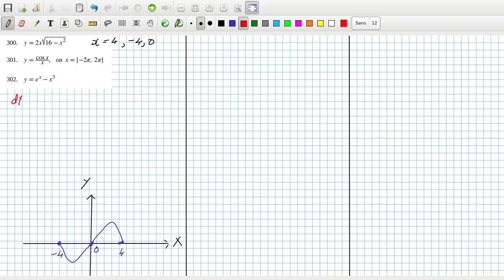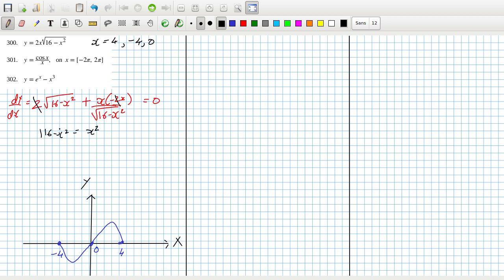Let's see. dy/dx. It'll be 2 root 16 minus x squared, plus, bring down the power, reduce the power by 1, multiply by the inside derivative, and that needs to equal 0. So root 16 minus x squared equals x squared over root 16 minus x squared.